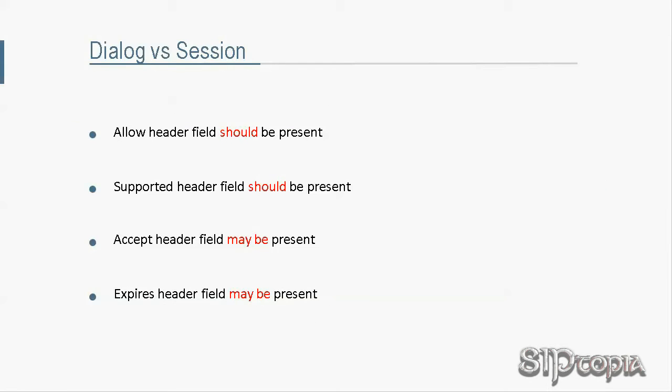So other than the two header fields that should be present, there are two that may be present. Accept header field may be present to indicate which content types can be used by the UAC. Expires header field may be present to indicate how long the user agent client will wait for a final response before canceling the request.